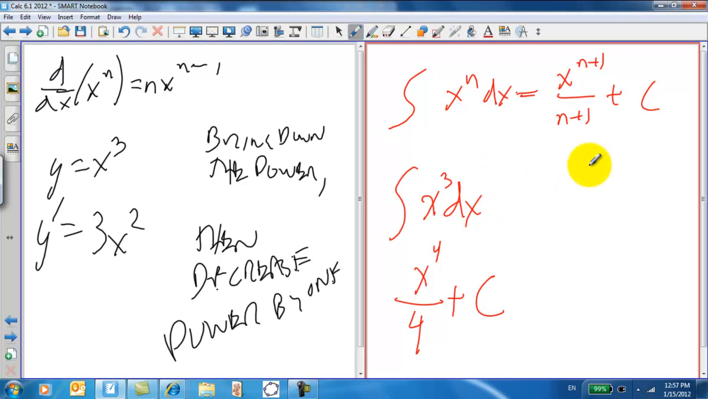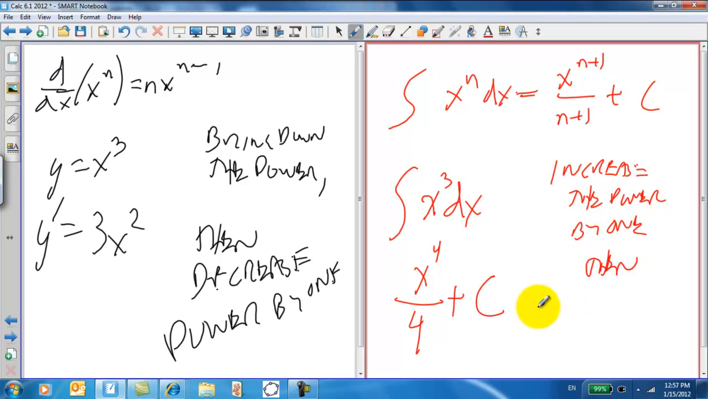Because basically you have to do it in 2 steps again, but you're going to do the steps in reverse order. So if you brought down the power and then decreased it by 1, now you're going to take this reverse process: you're going to increase the power by 1, and then divide by the new power. And that's how it's got to work, because you're undoing a process, and you're taking the reverse of each of those ideas, but you have to do them in reverse order.